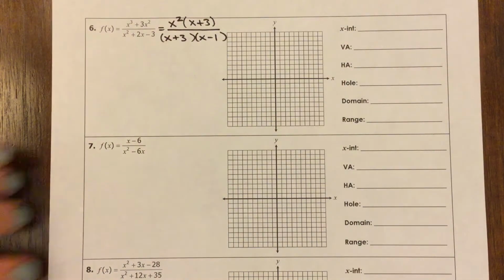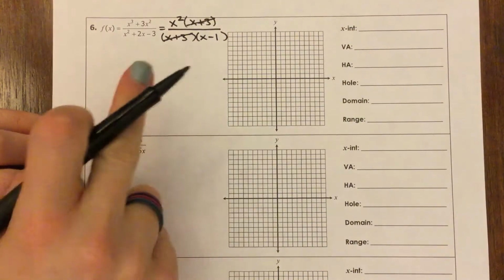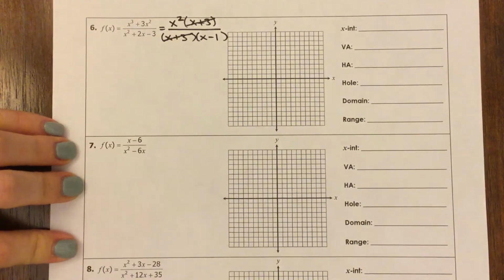So simplifying involves canceling anything that we can. These common binomials can eliminate. So that is going to be part of a hole, which I will get to in a moment.